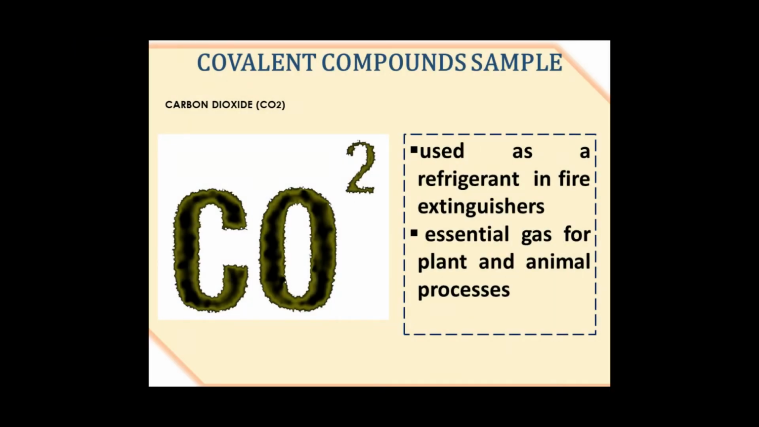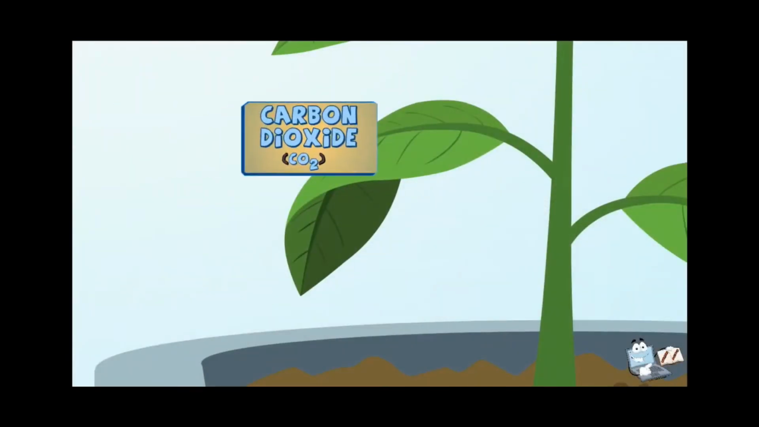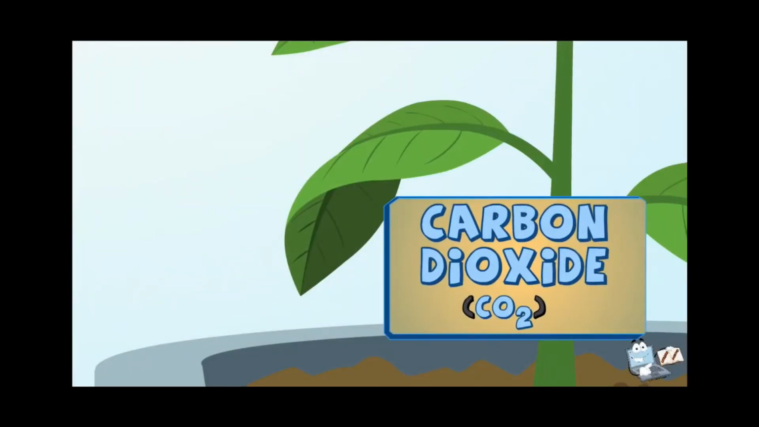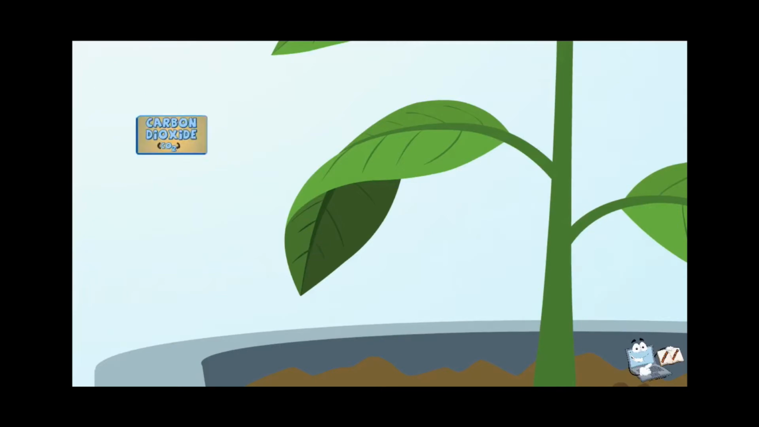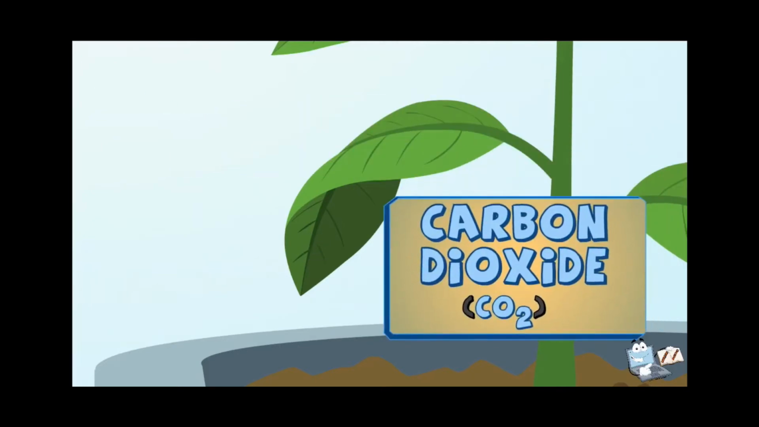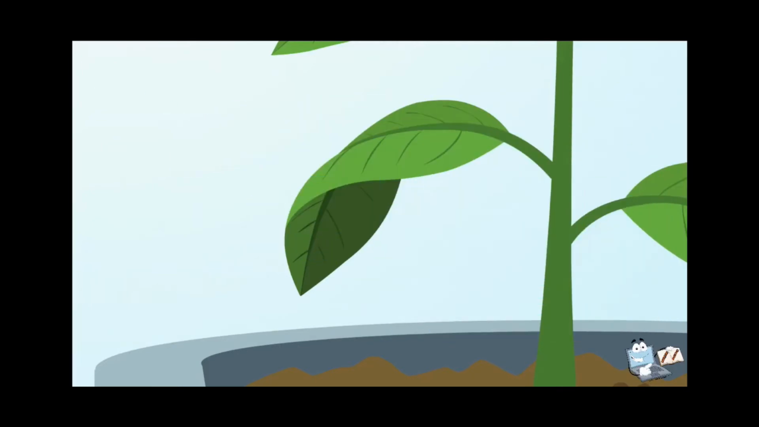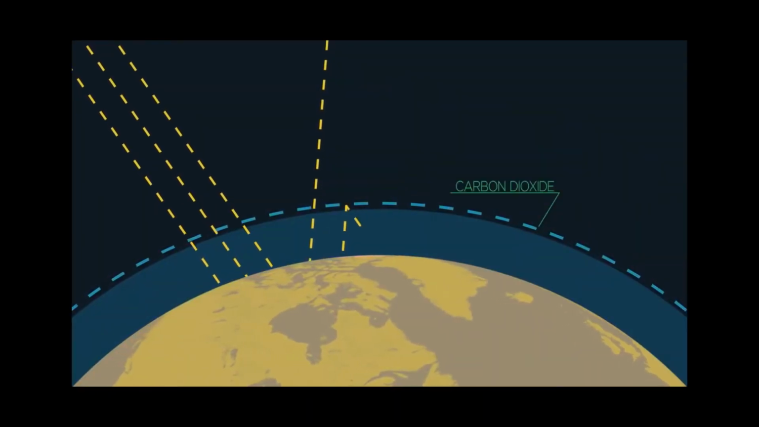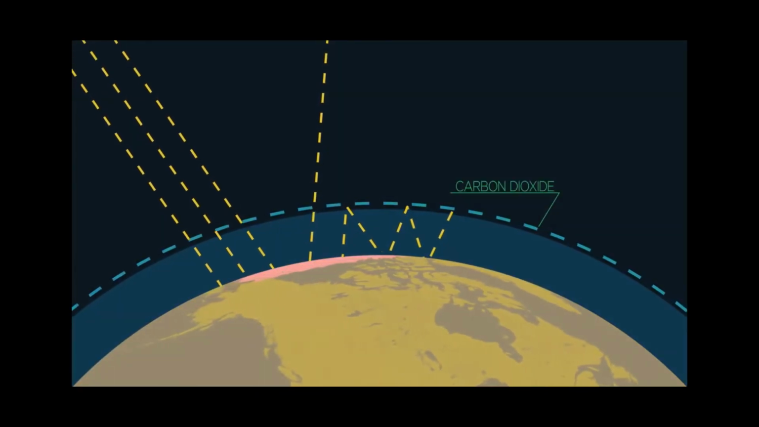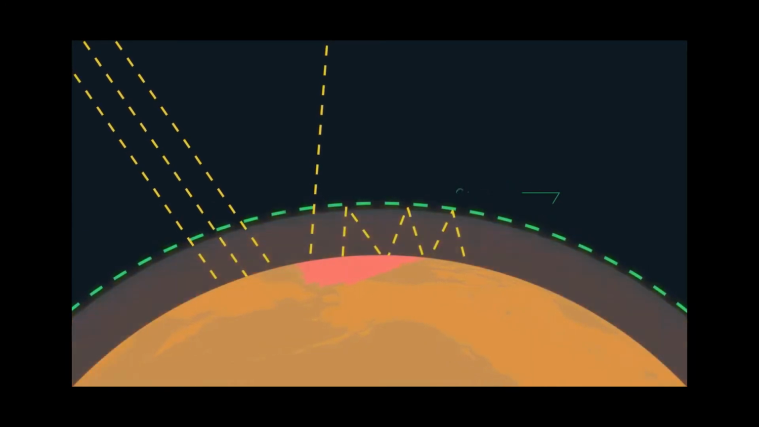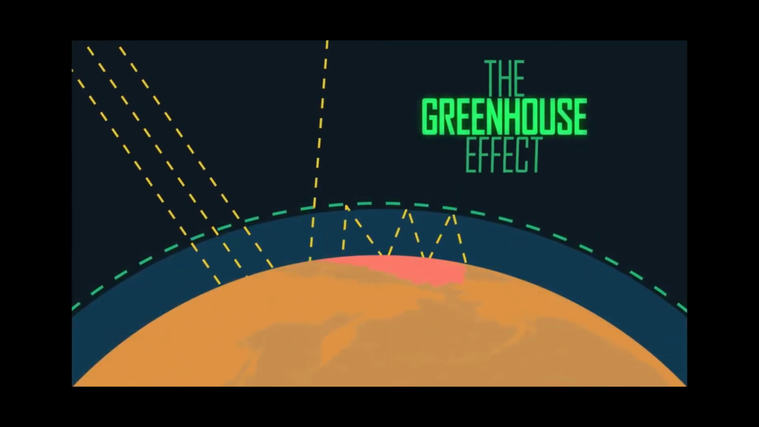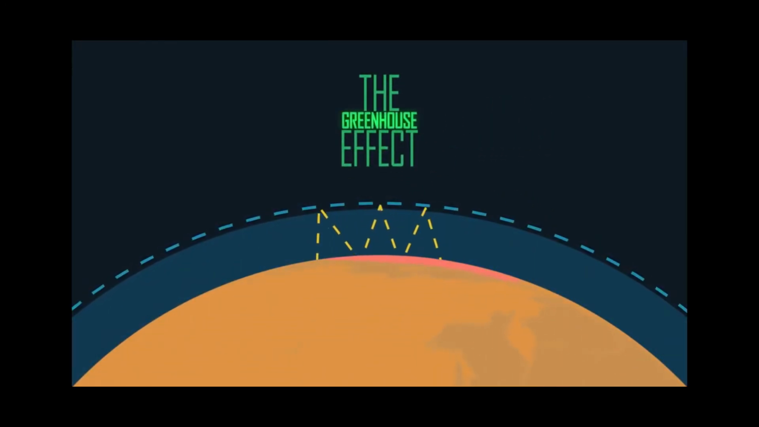Carbon dioxide is used as a refrigerant in fire extinguishers. It is also an essential gas for plant and animal processes like photosynthesis and respiration. However, too much of this gas in the atmosphere is unsafe because it contributes to global warming.